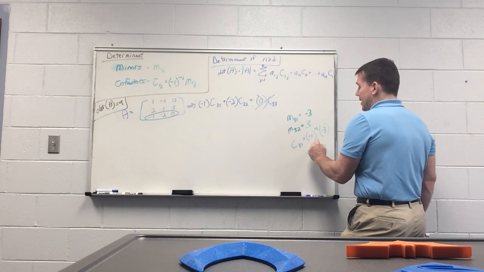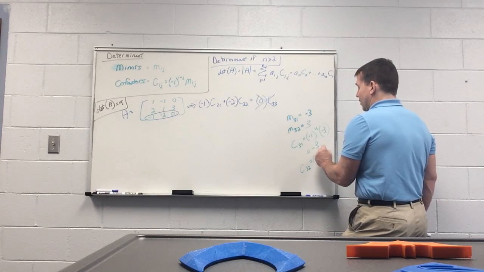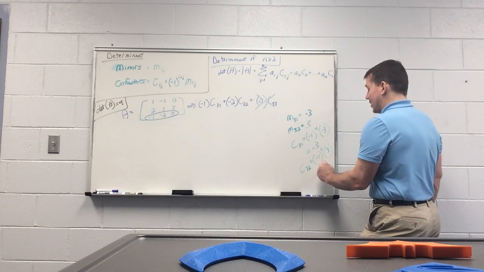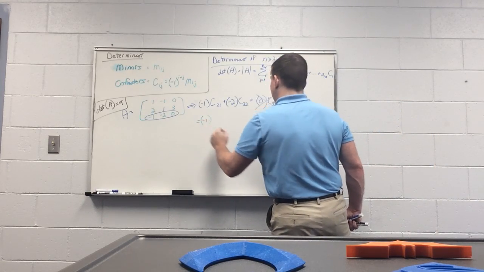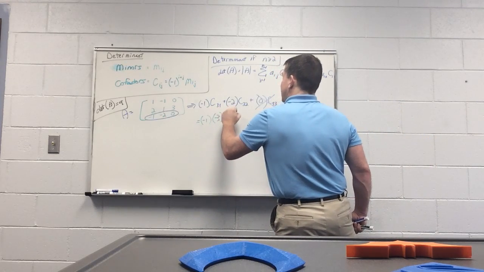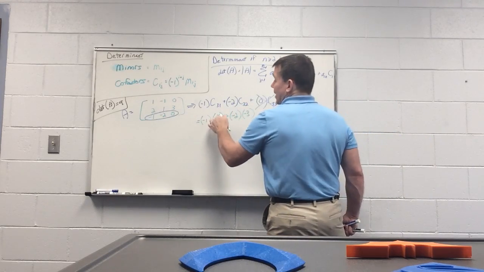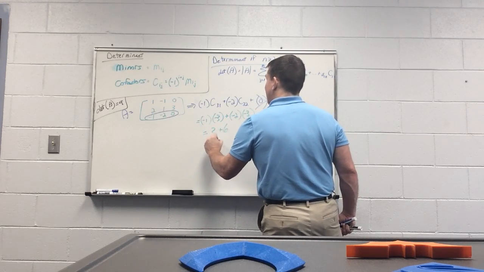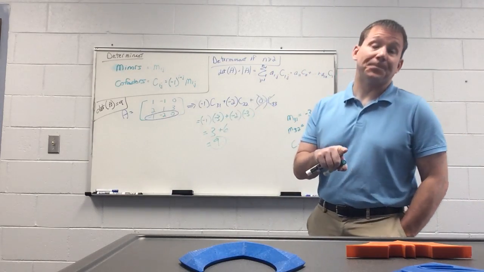Negative 1 to the 4th is 1, so that's negative 3. Cofactor 3, 2 is negative 1 to the 3 plus 2, which is 5, times 3. Negative 1 to the 5 is negative 1, times 3 is negative 3. And I get negative 1 times C31, which is negative 3, plus negative 2 times C32, which is negative 3. Negative 1 times negative 3 is 3. Negative 2 times negative 3 is 6. And I get 9, which is the exact same determinant as I got before.